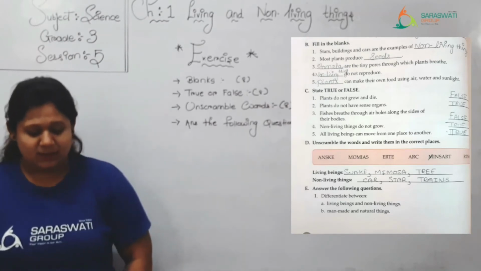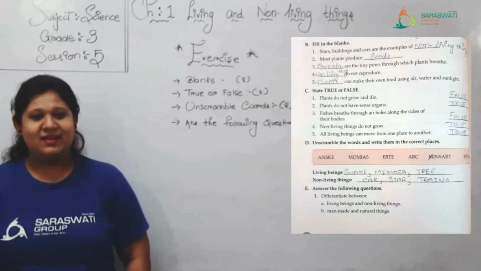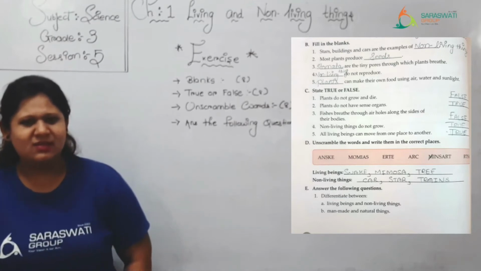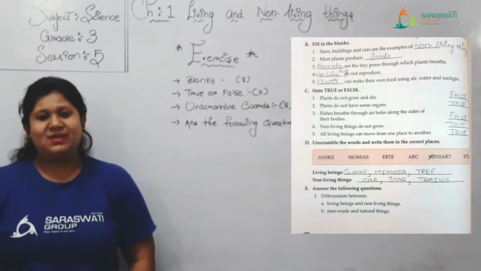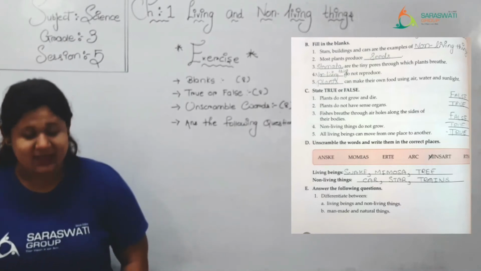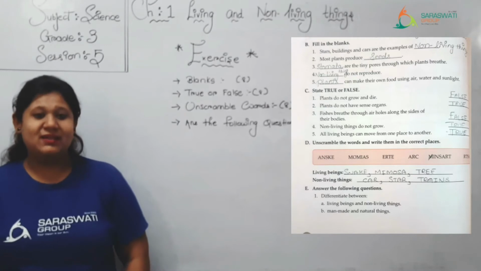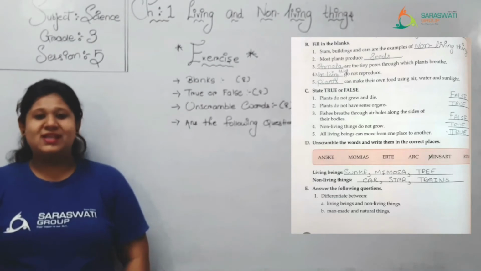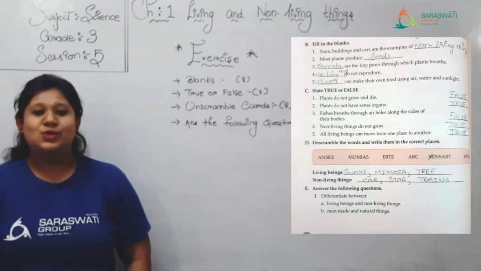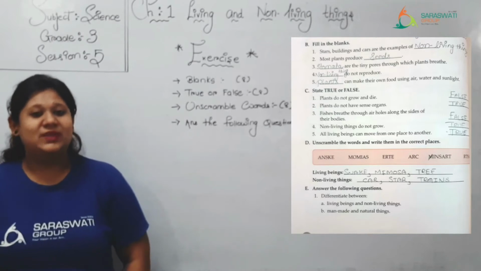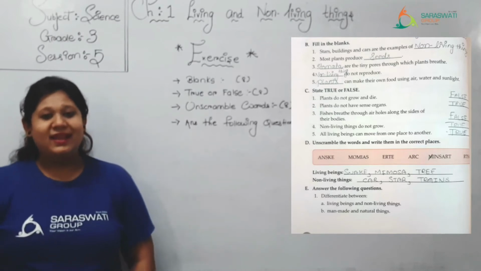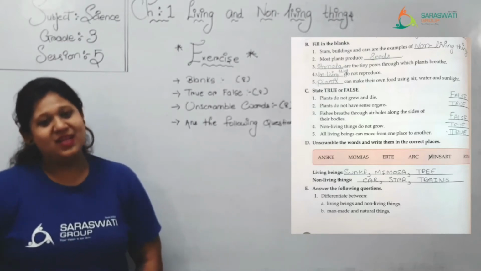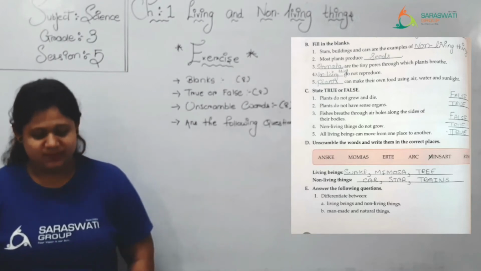Number 1. Plants do not grow and die. Plants neither grow nor die. Is this statement correct? No, this statement is incorrect because plants do grow and they also die, right? If we cut the tree, it gets cut, and on their own they can wither and dry up, they die, right? So plants grow and die. So this statement is absolutely incorrect. Then we are supposed to write down false. Clear?